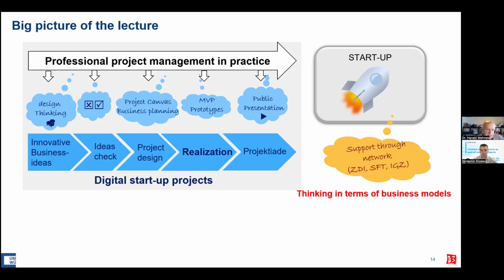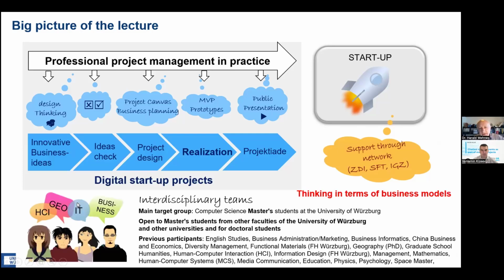I have interdisciplinary teams. The main target group are students of my department, the Department of Informatics, Computer Science, master students. I only have master students. And the course is open to students from other faculties. At the moment, I think 1/3 are master students from my department and 2/3 come from other faculties. They are also master students.